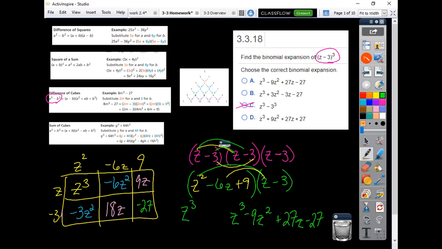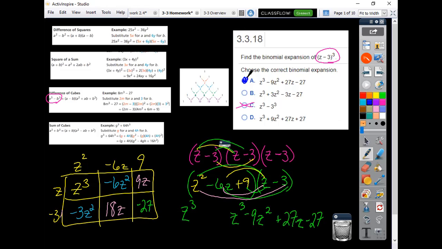I've seen people do this in another way where they take the z's, so 9 and 18 making this 27. The z squareds, there's your negative 6z squareds, and there's your negative 3 to make the negative 9. So there's some other ways of organizing it, but either way. So which one did we end up with here? That A right there.